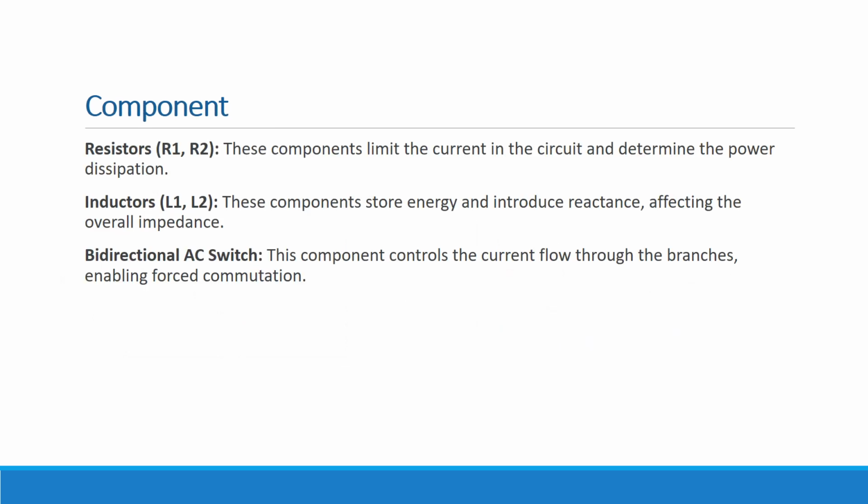Components. Resistor. This component limits the current in the circuit and determines the power dissipation. Inductor. This component stores energy in the form of a magnetic field and introduces reactance, affecting the overall impedance. The impedance is denoted by Z. Bidirectional AC switch. This component controls the current flow through the branch, enabling forced commutation.